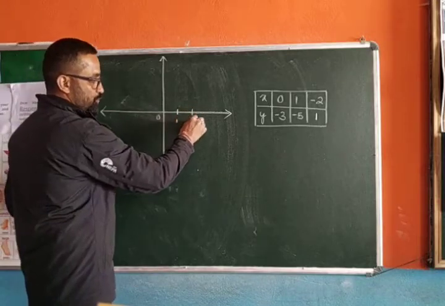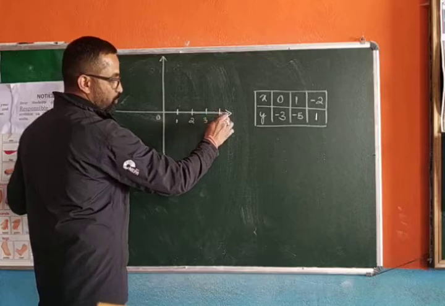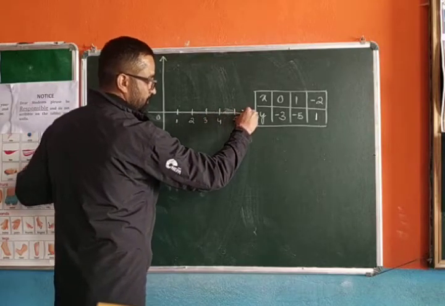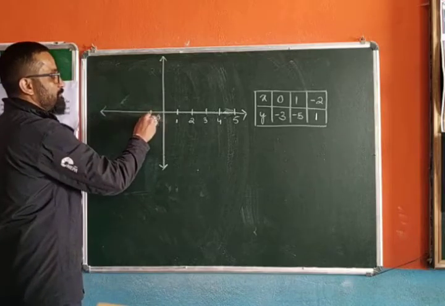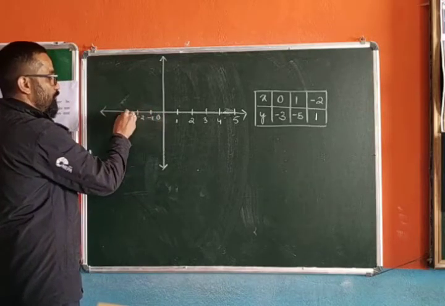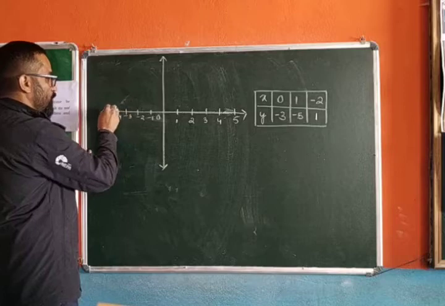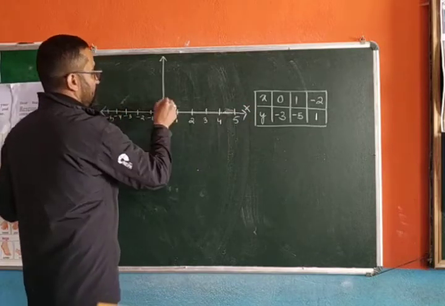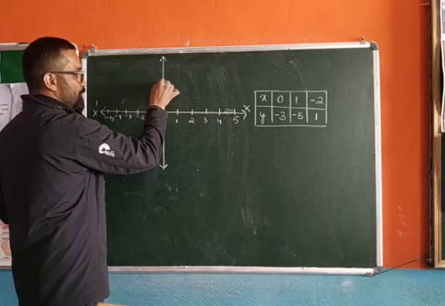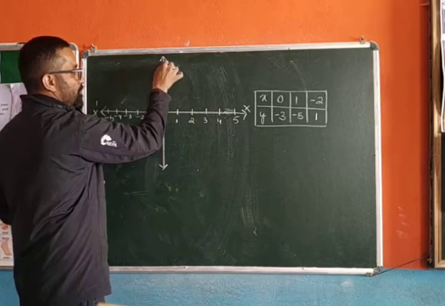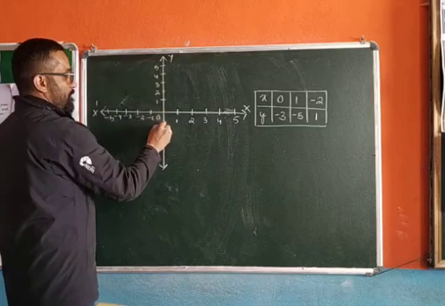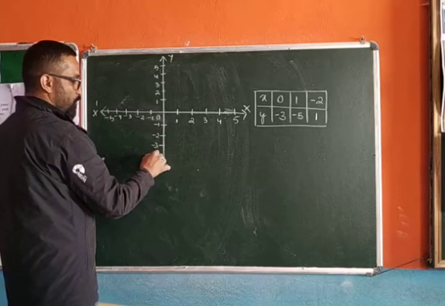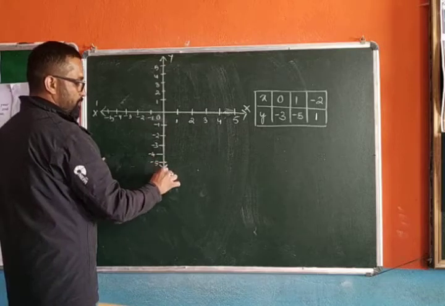1, 2, 3, 4, 5. Similarly, we mark other side minus 1, minus 2, minus 3, minus 4, minus 5, x dash, x, 1, 2, 3, 4, 5, minus 1, minus 2, minus 3, minus 4, minus 5, y dash.